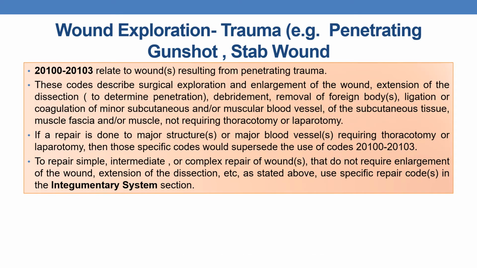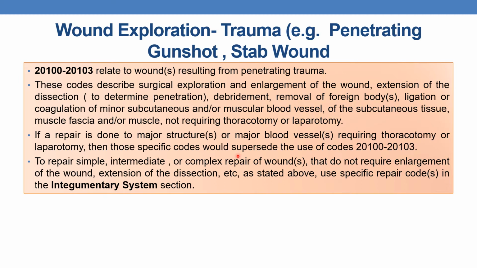Coming to wound exploration resulting from penetrating trauma, for example, penetrating gunshot or stab wound. Codes in the range 20100 to 20103 relate to wounds resulting from penetrating trauma. These codes describe the surgical exploration and enlargement of wound, extension of dissection to determine penetration, debridement, removal of foreign body, ligation or coagulation of minor subcutaneous or muscular blood vessel of the subcutaneous tissue, muscle, fascia and/or muscle not requiring thoracotomy or laparotomy.